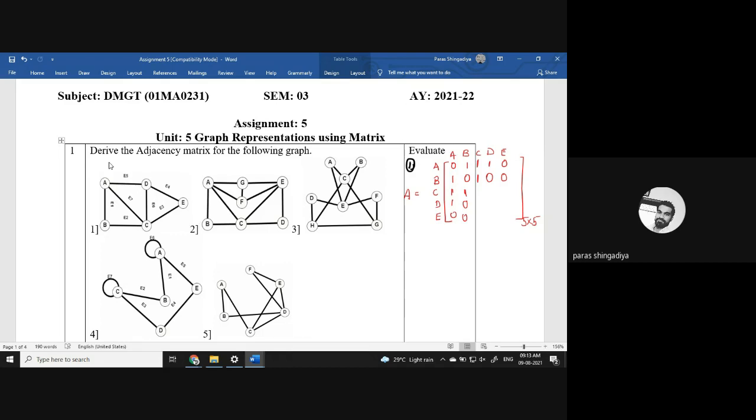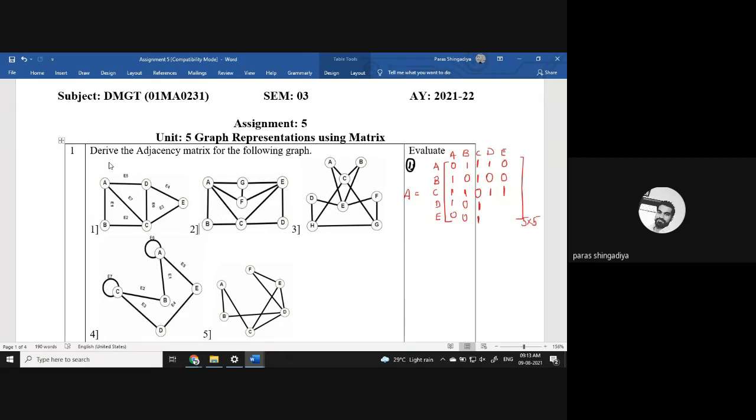Now C with the remaining vertices. C to A we already mapped, C to B is already mapped. Now C with C, there is no loop at C, so it will be 0 here. Now C with D, that is connected by the E6 edge, so it will be 1. And C with E is also connected, so put a 1. Clear? And now that row will be mapped as the third column. Third row will be the same as the third column.